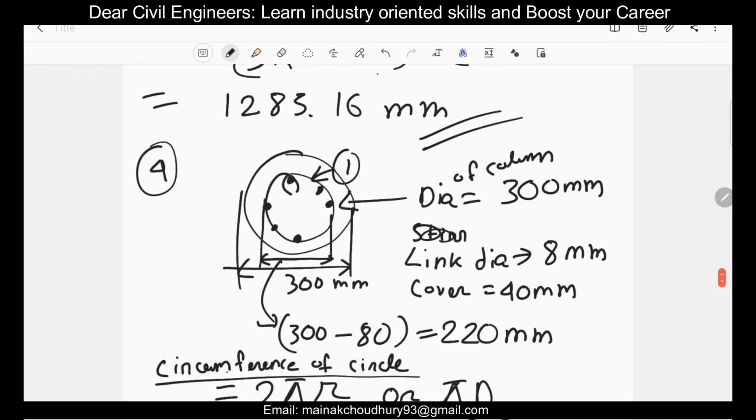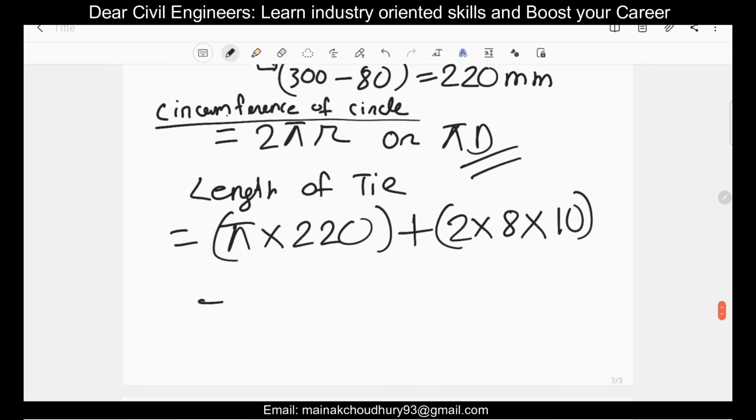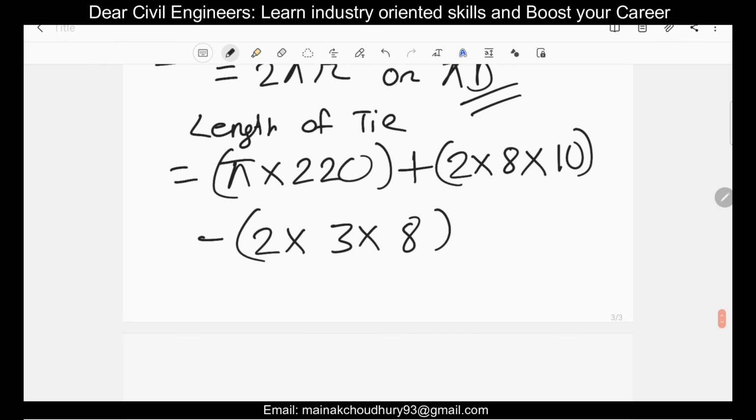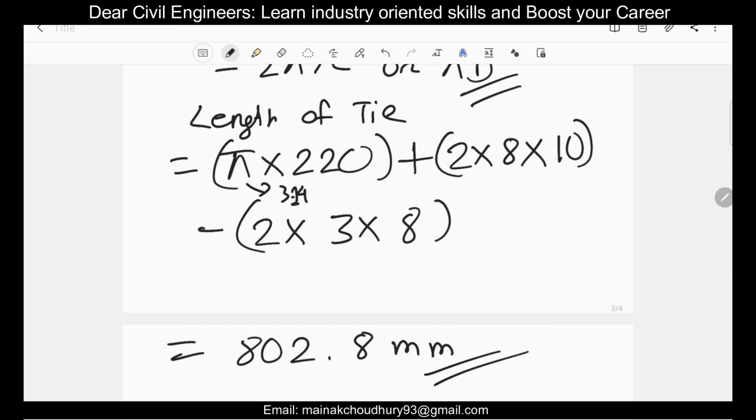And let's go for the deductions here. Since there are no 90-degree bends here, only two bends are there, that is 135-degree bends. So 2 into, for the 135-degree bend, 3d, 3 into d, that is 8. So if you take the value of pi as 3.14, 2 places of decimal, and calculate this, you will find the total length as 802.8 mm will be the length of this circular rebar.